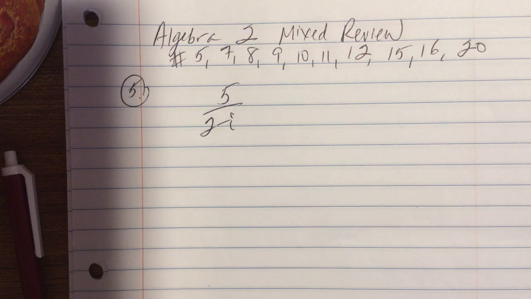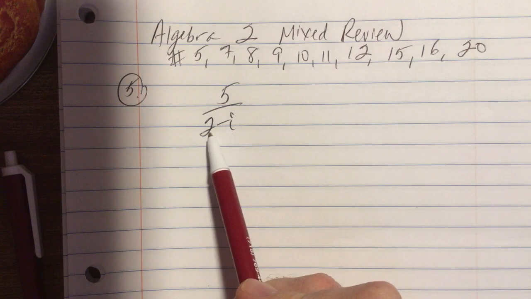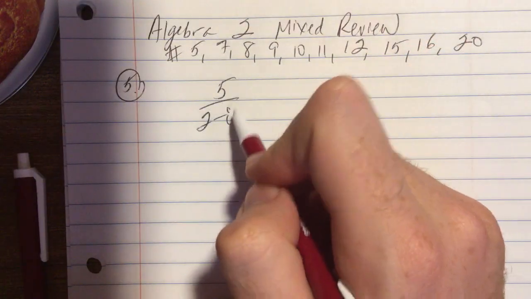This video has the solutions to the Algebra 2 mixed review questions, starting with question 5, where we have 5 over 2 minus i. When you have a situation like this, the denominator is a complex expression. 2 minus i is a complex expression since it includes the imaginary unit i.